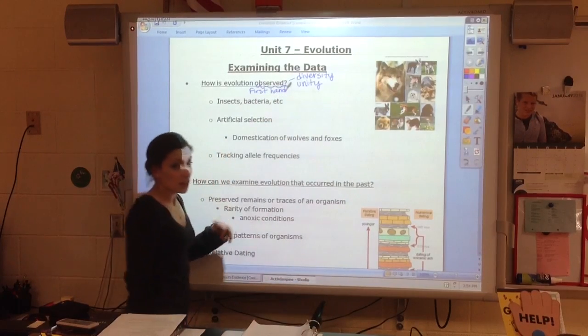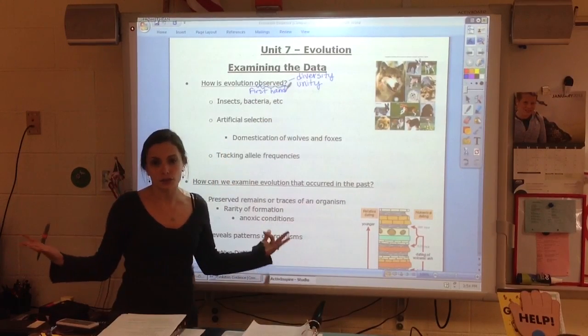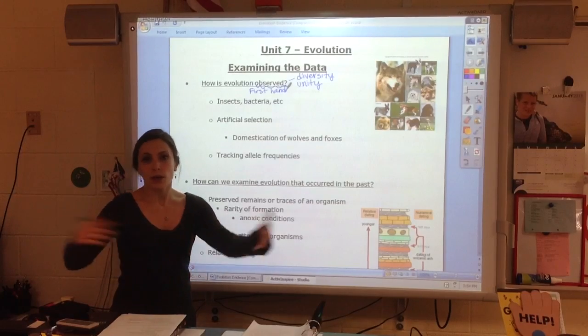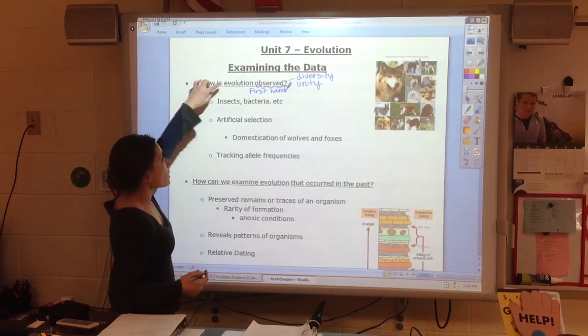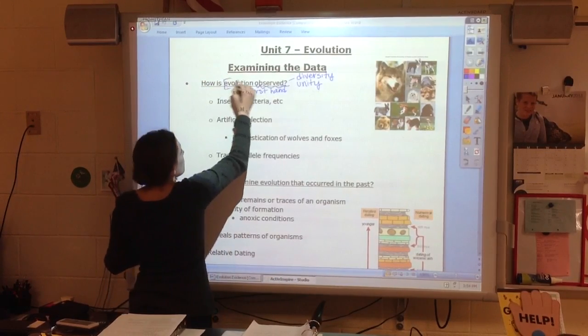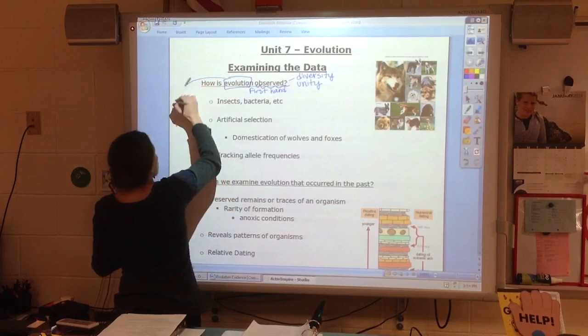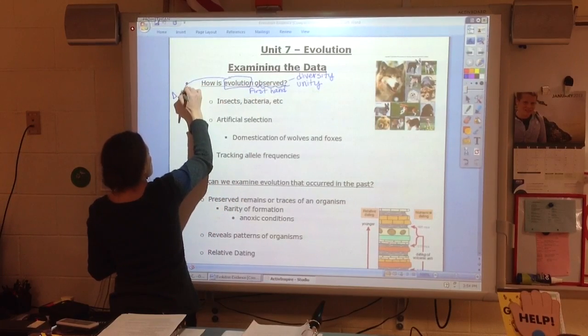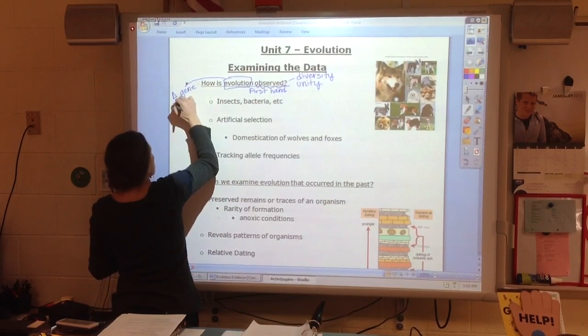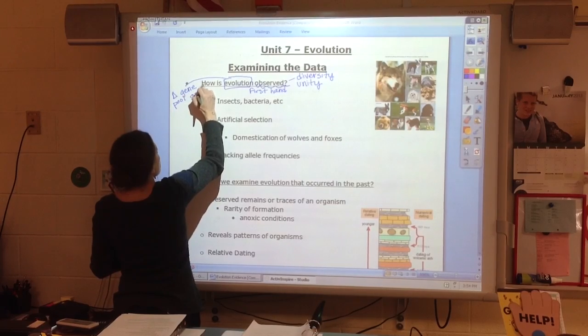we have to think about, well, where am I going to see evolution? If I want to see evolution, where am I going to go look? Well, we have to keep in mind that evolution is, if we define it, remember, it is the change in the gene pool over generations.